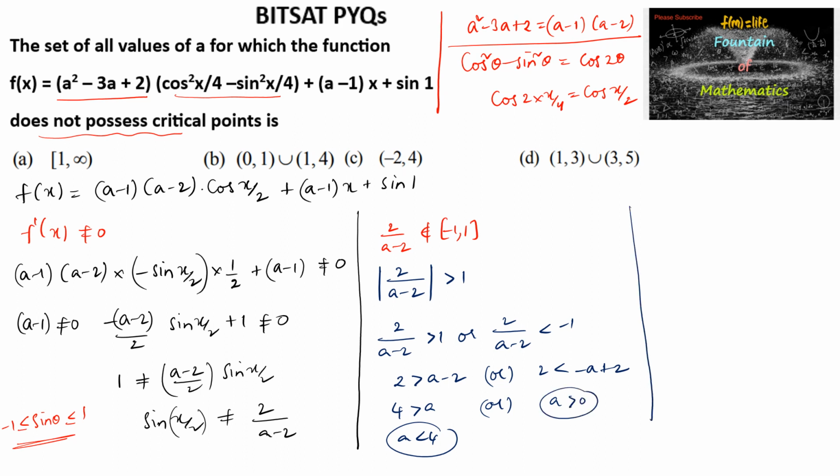So a greater than 0 and a less than 4 is the condition, and also we have a is not equal to 1. So this is 1 and this is 2. So from 1 and 2 we can say a belongs to (0, 1) union (1, 4). We need to consider up to 4, but 1 is excluded, so (0, 1) and (1, 4), which is option B.